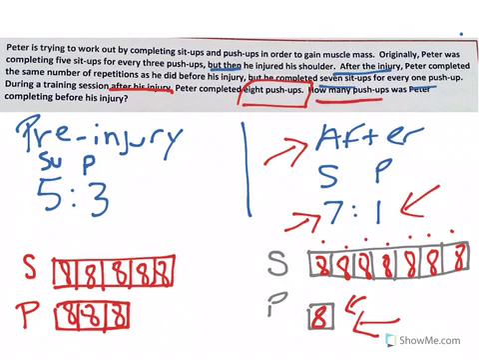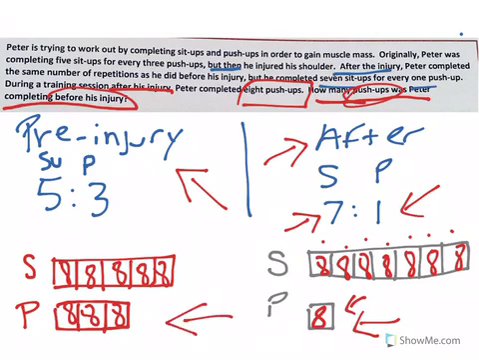So the question is, how many push-ups, so we're looking at push-ups, was he completing before the injury? So we're going back on the before side. We're looking for push-ups. Well, how many did he complete? We have 3 boxes of 8. That's 3 times 8. Sorry, my iPad's being goofy. 3 times 8. That gives us 24 push-ups. Peter was completing 24 push-ups before his injury.